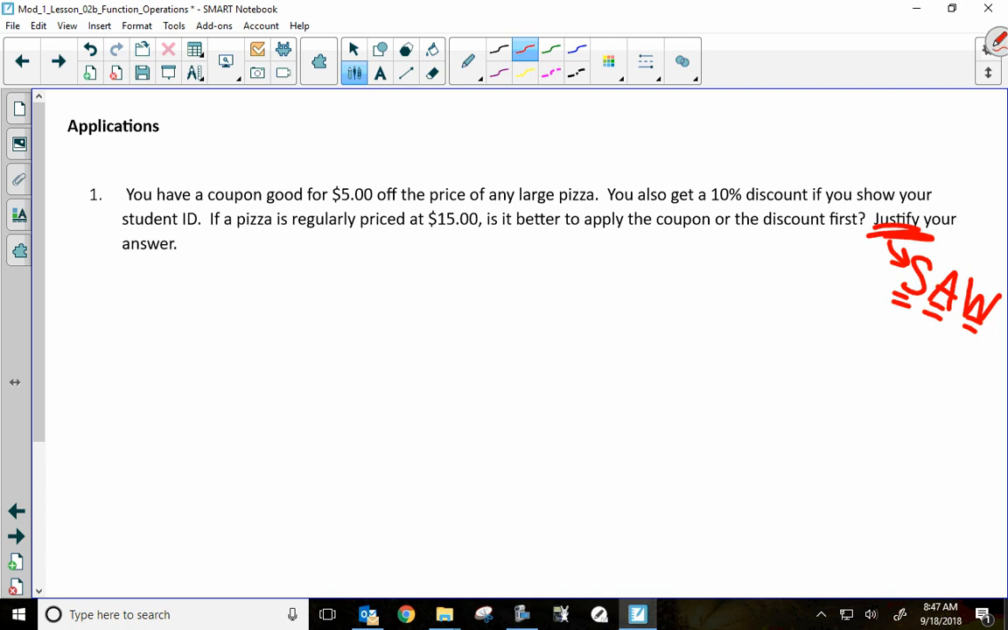So we need to do two things. Okay. We need to do two things here. And that's the first thing that should pop in your mind when you read this problem. Okay, they're asking me, should I apply the coupon first or the discount first? So I'm going to have to figure out the cost of that pizza, applying the coupon first. And then I'm going to have to figure out the cost of the pizza, applying the discount first. So I've got to do two setups, okay?